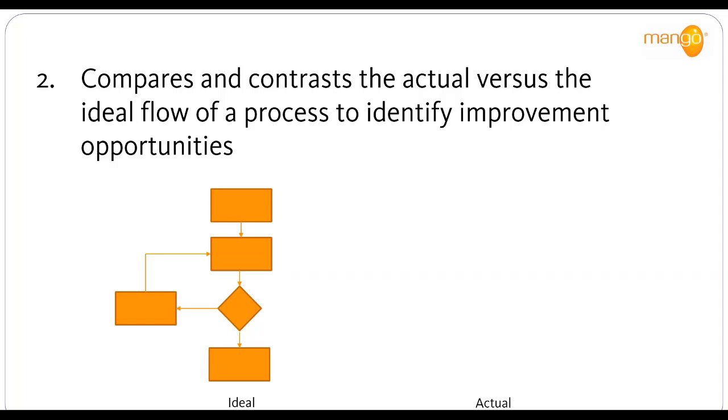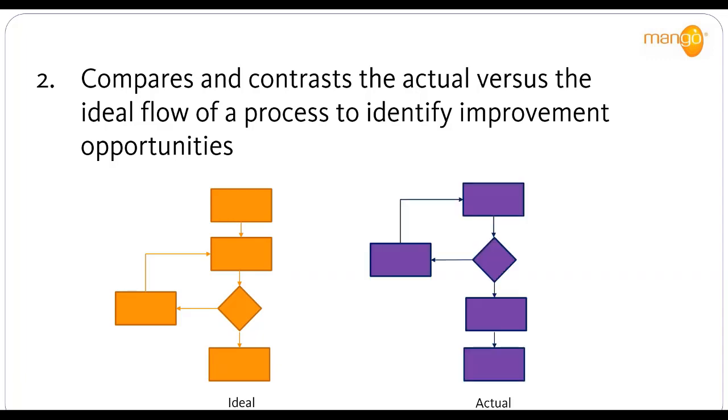Secondly, you can use flowcharts to compare and contrast what actually happened versus what the ideal is. So maybe the ideal could be written in your policies and procedures, or it could be written on the wall. But what actually happened? When you map it out, you can see, this is what actually happened.